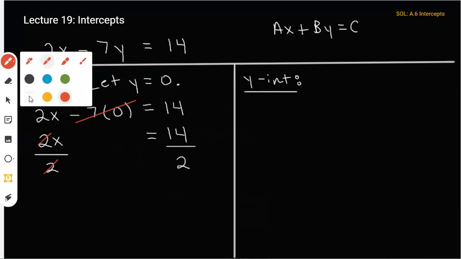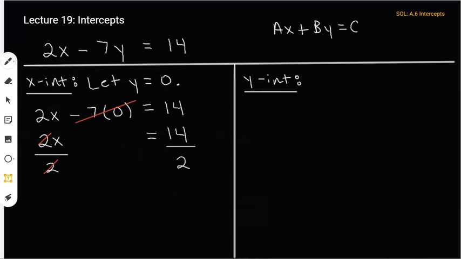So the 2's are going to cancel out on the left side, leaving me with an x. And over here, 14 divided by 2 is going to give me 7. So when I write my ordered pair, my x value is going to be 7, but my y value, the opposite, is going to be 0.